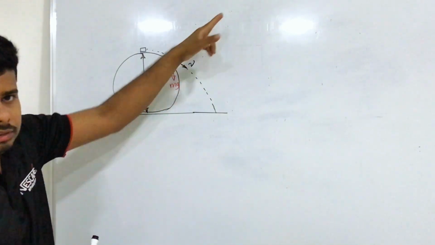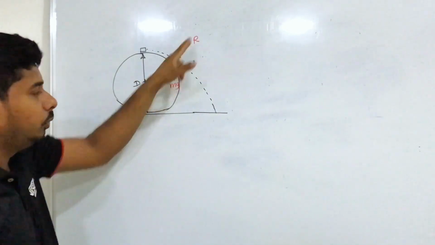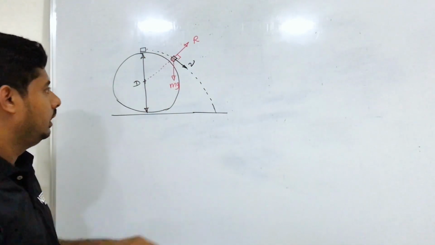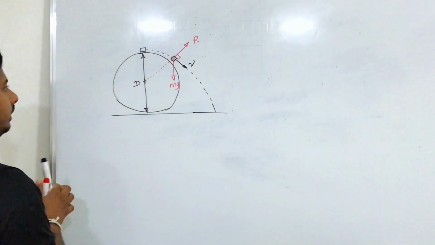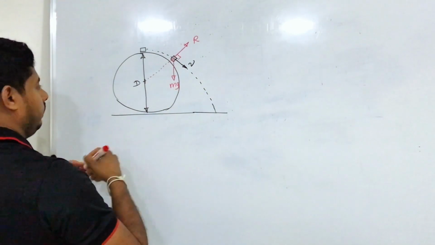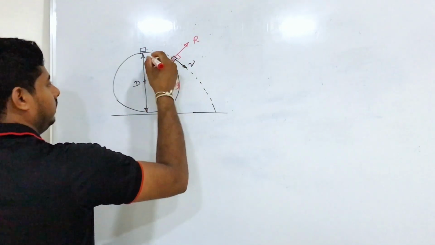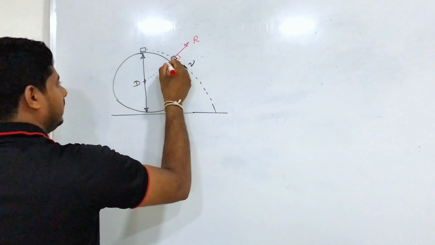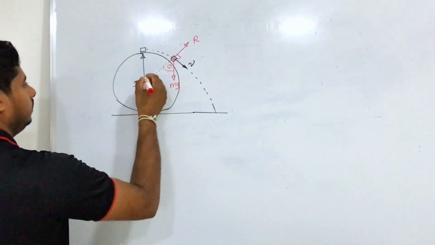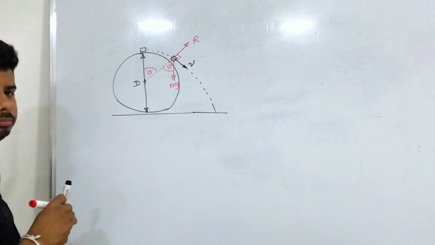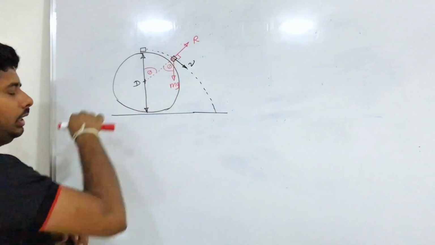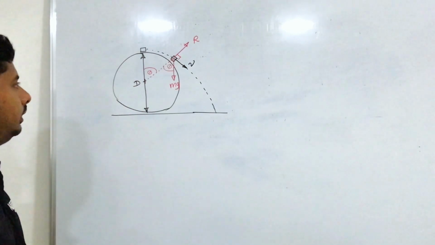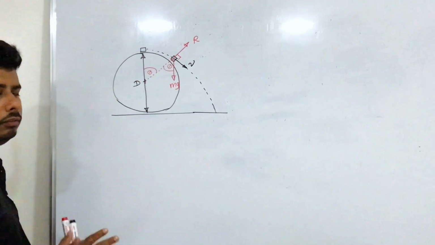The reaction force is in the perpendicular direction, out from the center, and we have weight acting downwards. We will say the angle between the dotted line and the vertical is theta. We will assume this angle is theta, so we will have to use this theta in our calculation. Just an assumption. So we have marked all the data that we require.